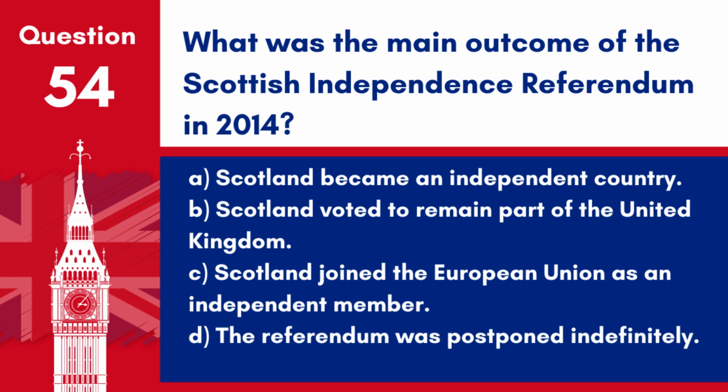Question 54. What was the main outcome of the Scottish independence referendum in 2014? A. Scotland became an independent country. B. Scotland voted to remain part of the United Kingdom. C. Scotland joined the European Union as an independent member. D. The referendum was postponed indefinitely.